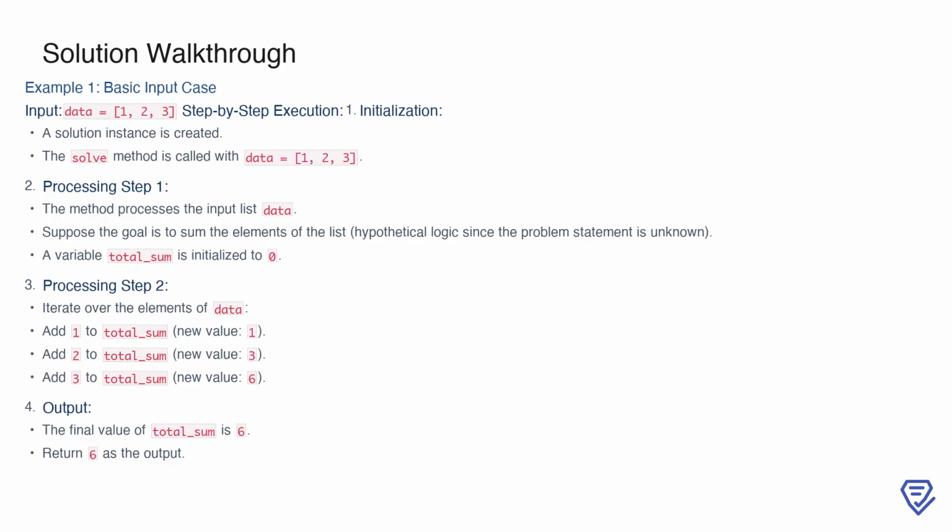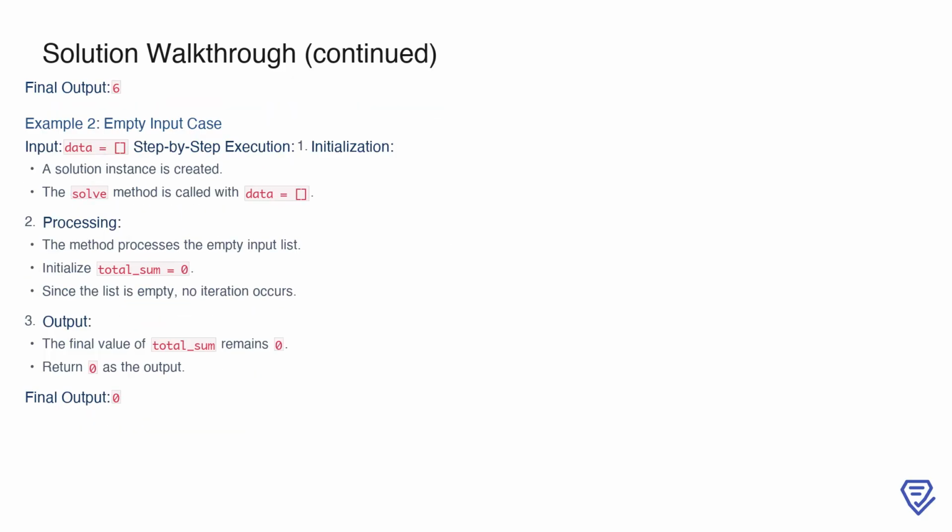First, we add 1 to total_sum, which updates its value to 1. Then, we add 2, bringing the total to 3. Finally, we add 3, resulting in a final total of 6. After completing the iteration, the calculated total_sum is returned as the output, which is 6 for this example. The output for the first example is confirmed to be 6.